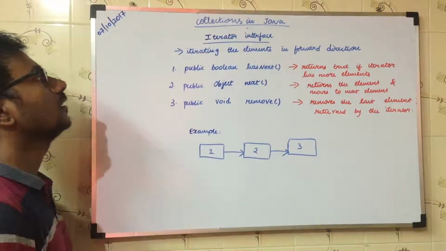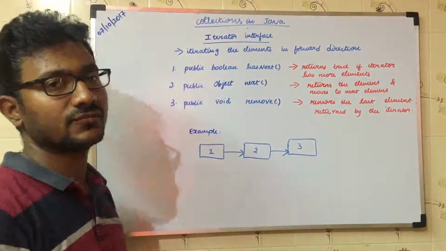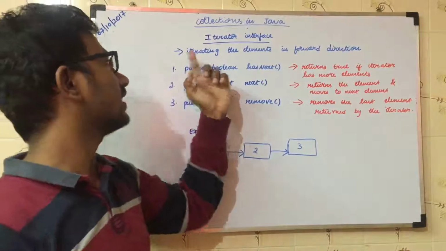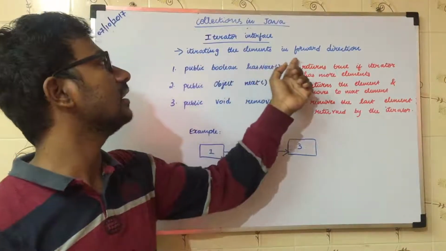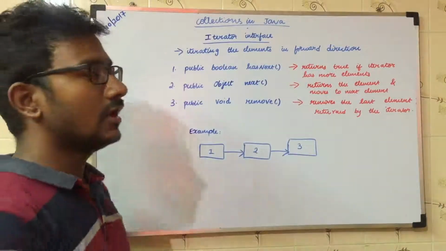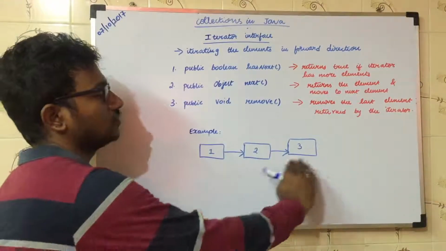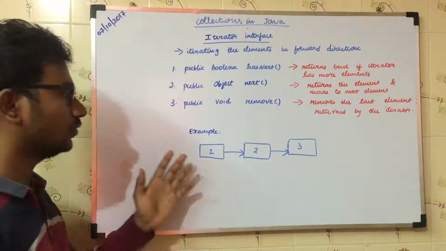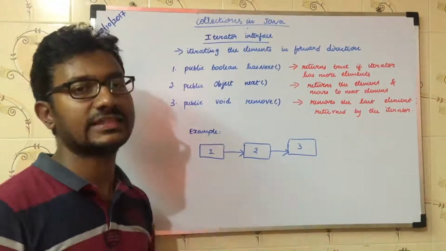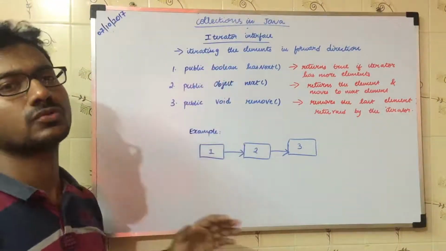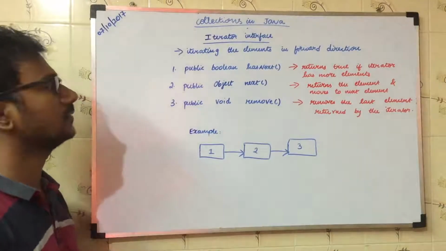Now we are going to see about the Iterator interface. The main usage of the Iterator interface is to iterate the elements in the forward direction. For example, if you have some data like 1, 2, 3 and you need to iterate the data, you need to go from 1 to 2, 2 to 3 like that. Then Iterator would be the best choice for iterating this content.